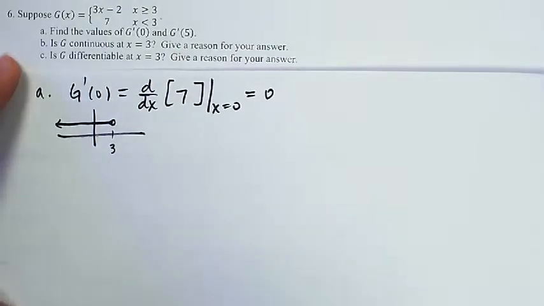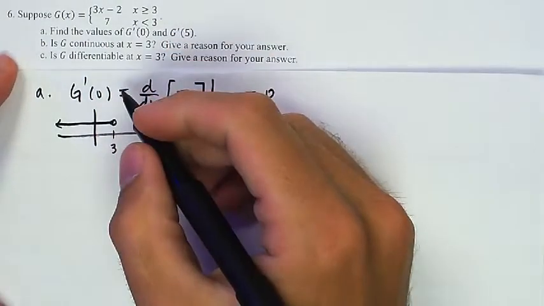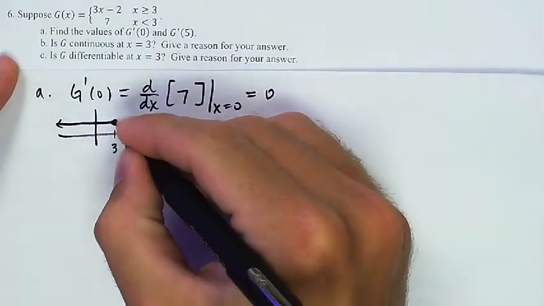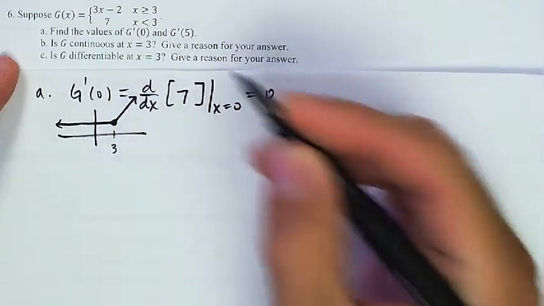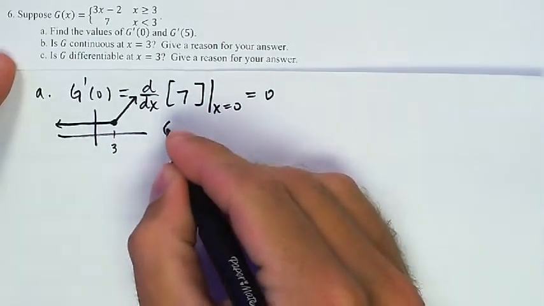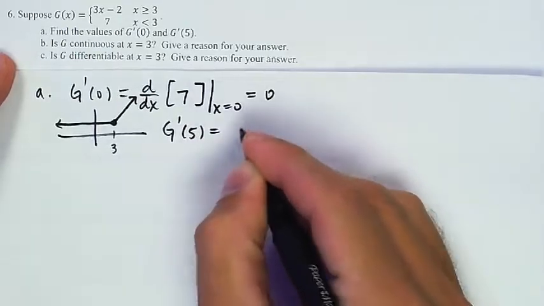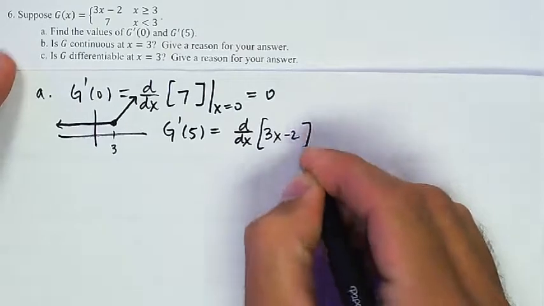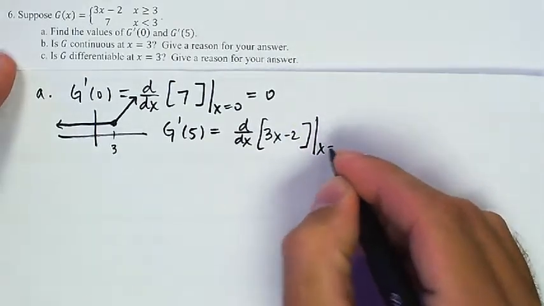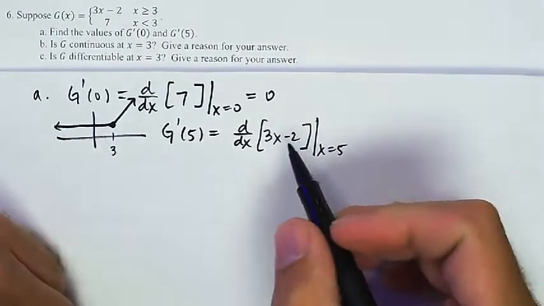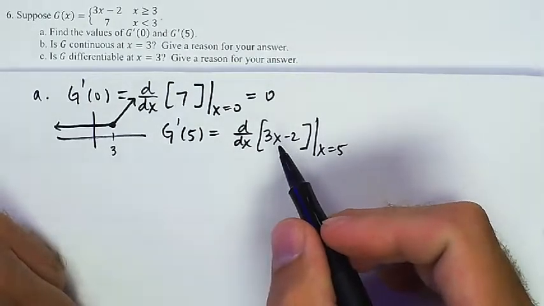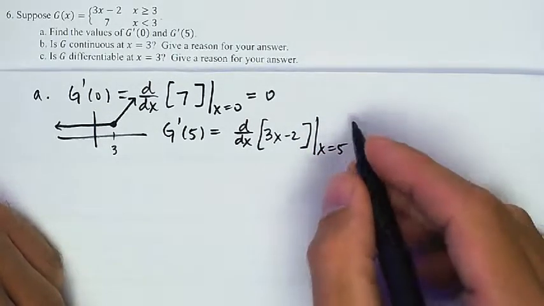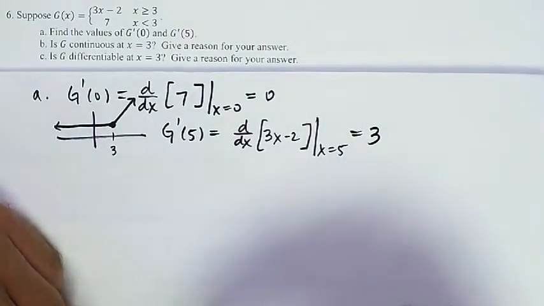Then g prime of 5, it's 3x minus 2, which would be 9 minus 2 is 7. Oh, that's convenient. So it goes right there. Okay. g prime of 5 equals the derivative with respect to x of 3x minus 2 at the point where x equals 5. Now we know that the slope of 3x minus 2 is the same everywhere. It's always 3. So this slope doesn't matter if it's x equals 5 or anything bigger than 3. That value is going to be 3.